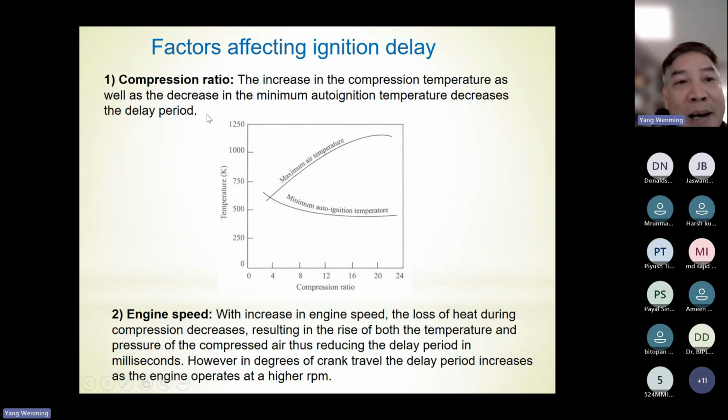At the same time, higher compression ratio also means lower auto-ignition temperature. With an increase of the compression ratio, the auto-ignition temperature will drop. Why? The first one is easy to understand: higher compression ratio means higher maximum temperature and shorter ignition delay time, correct? So how to understand the second one? By increasing the compression ratio, the auto-ignition temperature will drop. Why?